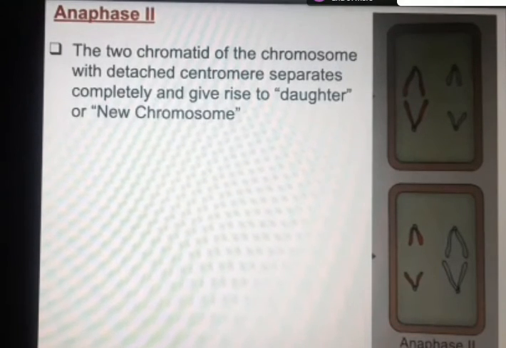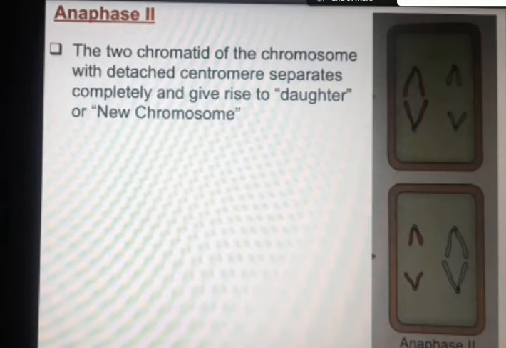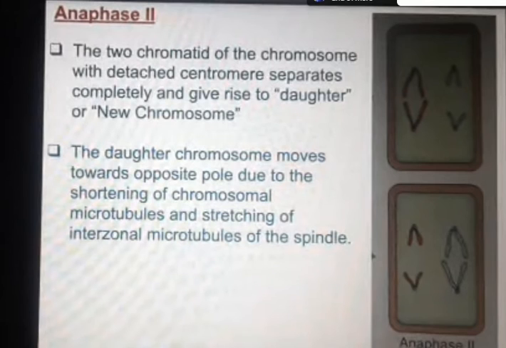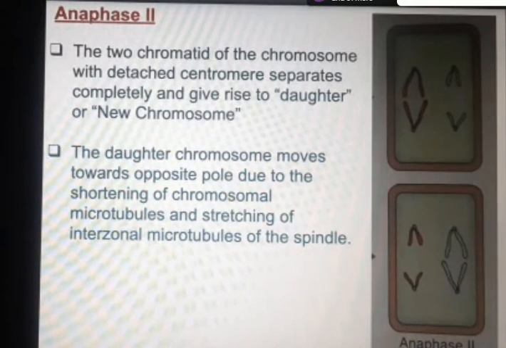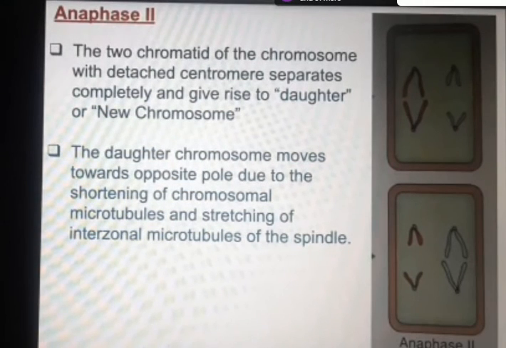The two chromatids of the sister chromosomes were detached. Centromere separates completely and gives rise to the daughter or the new chromosome. Daughter chromosome moves towards the opposite pole due to the shortening of the chromosomal microtubules or the stretching of the interzonal microtubules of the spindle.